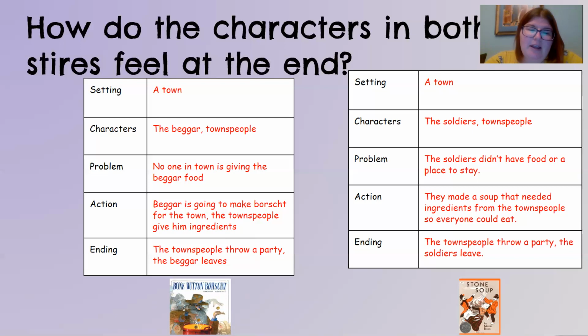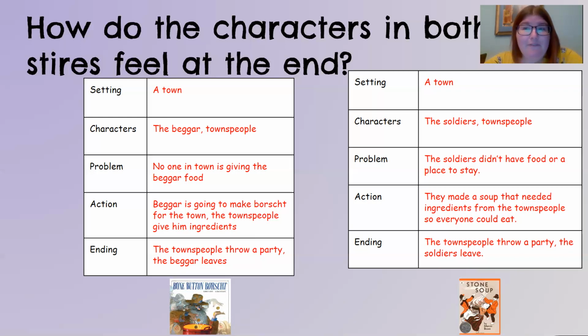Now, the beggar, I think, was feeling grateful that he was able to bring everyone together and that he was able to get the food that he needed. So if you had that same answer, go ahead and touch your nose.